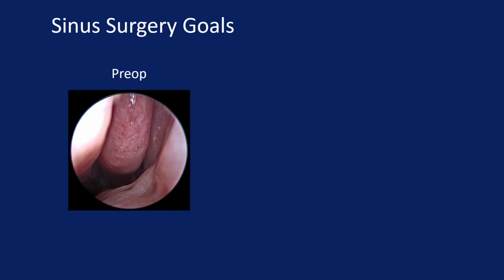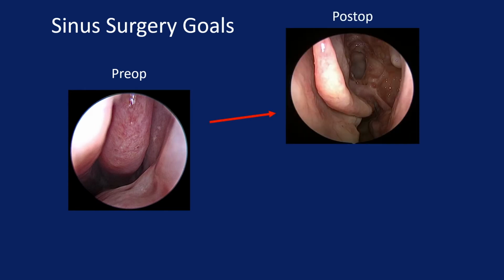I'm not going to go over actual cases, but here's just an example of a preoperative left nasal cavity. That thing in the middle is the middle turbinate. You can see it's sort of sitting lateral. You can't see any sinus openings. So with sinus surgery, we're making big openings. We get that middle turbinate medialized against the nasal septum. We get the maxillary sinus, ethmoid, sphenoid wide open.